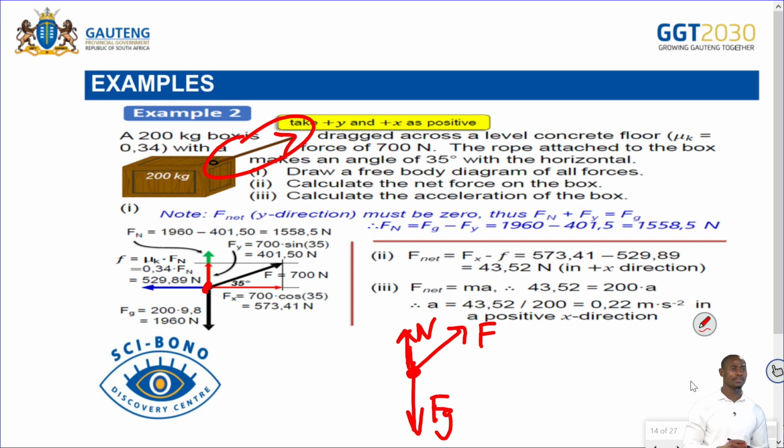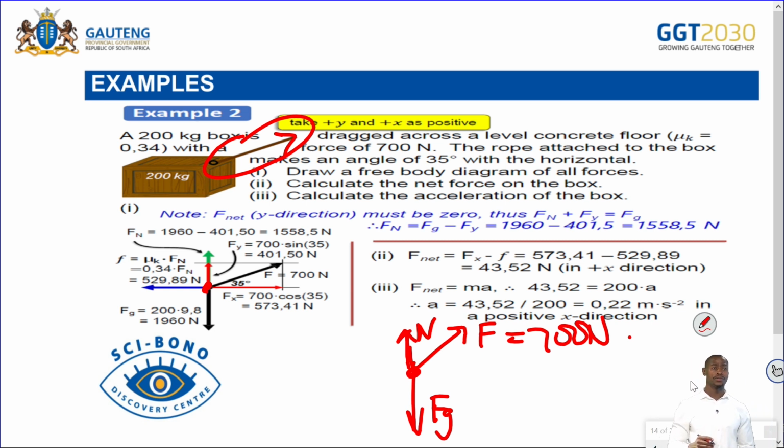So a 200 kg box is dragged across a level concrete floor, and then you are given the coefficient of kinetic friction. So this object is in motion since you are given the coefficient of kinetic friction. All right. Then, which means that there's frictional force here with a force of 700 newtons. Okay. The force is 700 newtons.